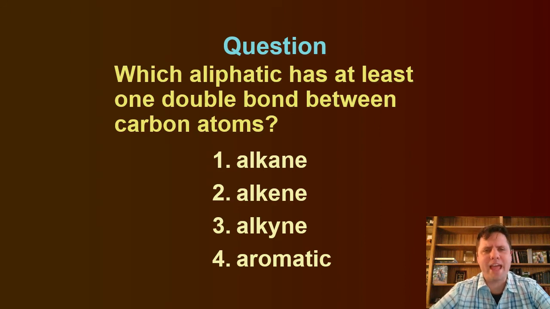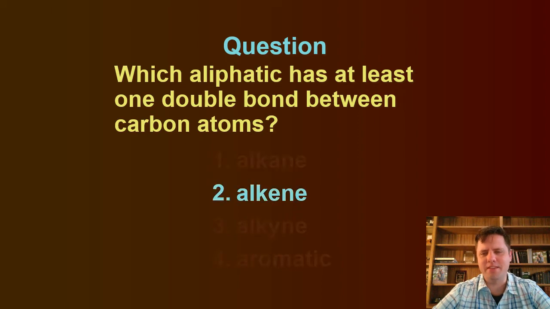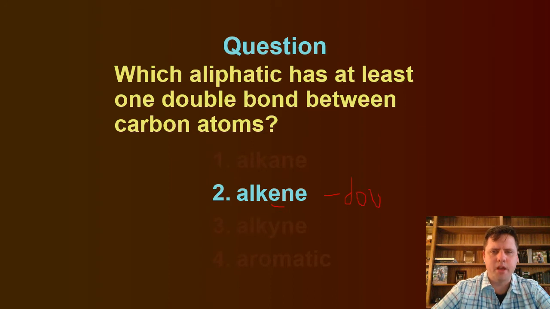So which aliphatic has at least one double bond between carbon atoms? At least one double bond. Is it alkane, alkene, or alkyne? Remember, it's alkene. The E here is the letter we use to describe double bonds, right? So the doubles are with alkenes.